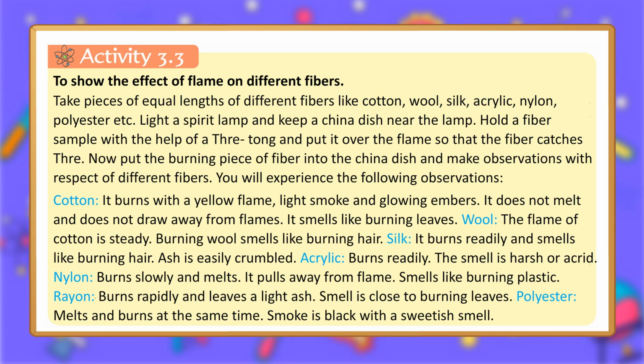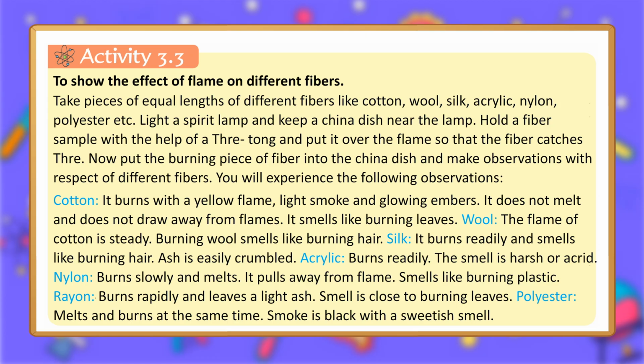Cotton: it burns with a yellow flame, light smoke and glowing embers. It does not melt and does not draw away from flames. It smells like burning leaves. Wool: the flame is steady. Burning wool smells like burning hair. Silk: it burns readily and smells like burning hair. Ash is easily crumbled. Acrylic: burns readily. The smell is harsh or acrid.